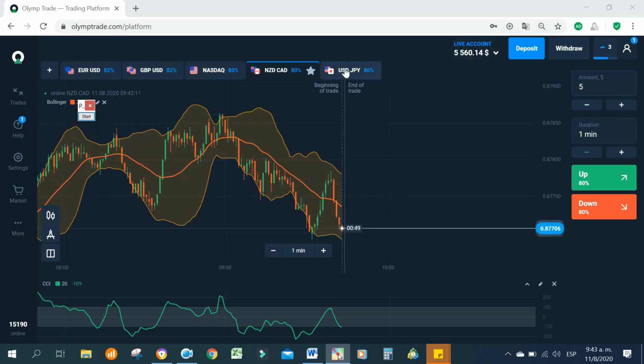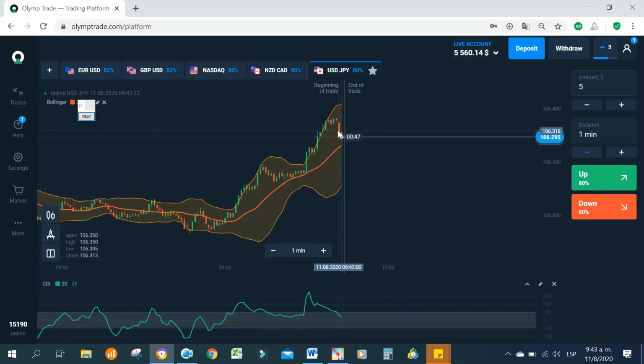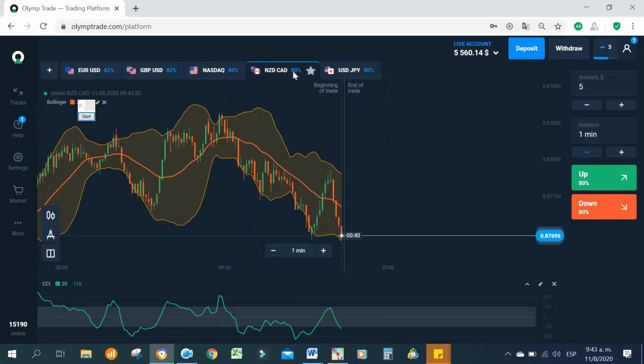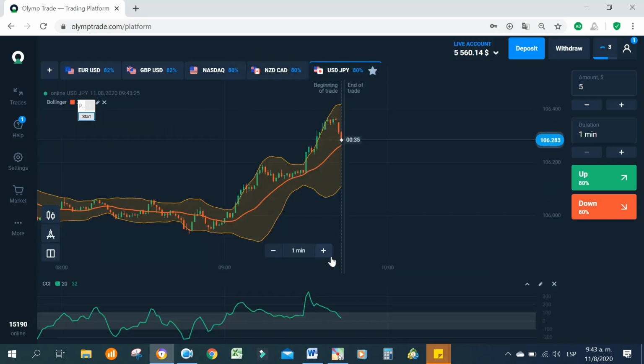Okay guys, we won the trade. As you can see, we won this trade. It was a very good entry because of the divergence. Again, I repeat, because of the divergence.